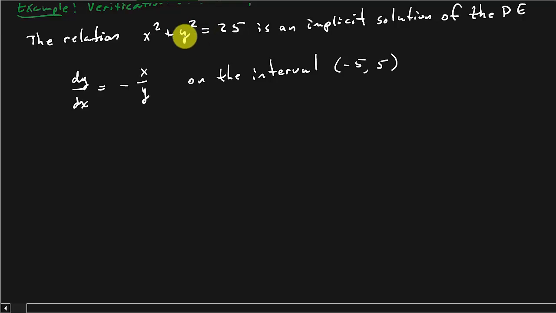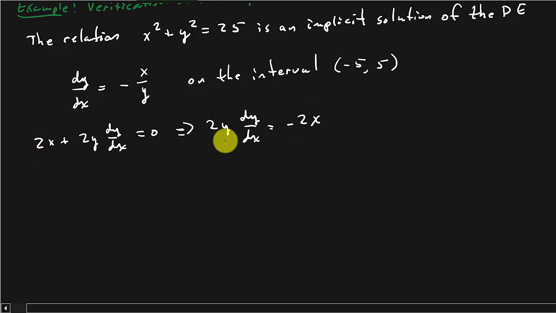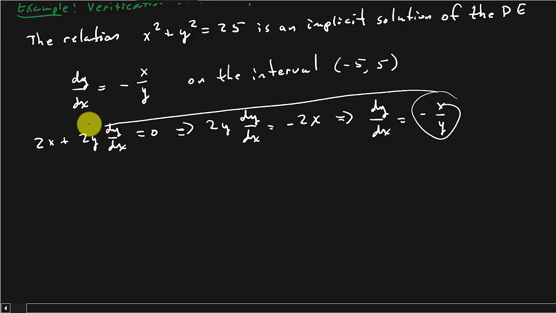We can find dy dx here and plug it into here. So if we take the derivative of that, that's 2x plus 2y dy dx, doing an implicit differentiation, equals 0. So that's going to be 2y dy dx is equal to negative 2x. Move the 2x over, divide both sides by 2y, we get dy dx is equal to negative x over y. And you can see if we plug this in for dy dx, that's going to match the right hand side.